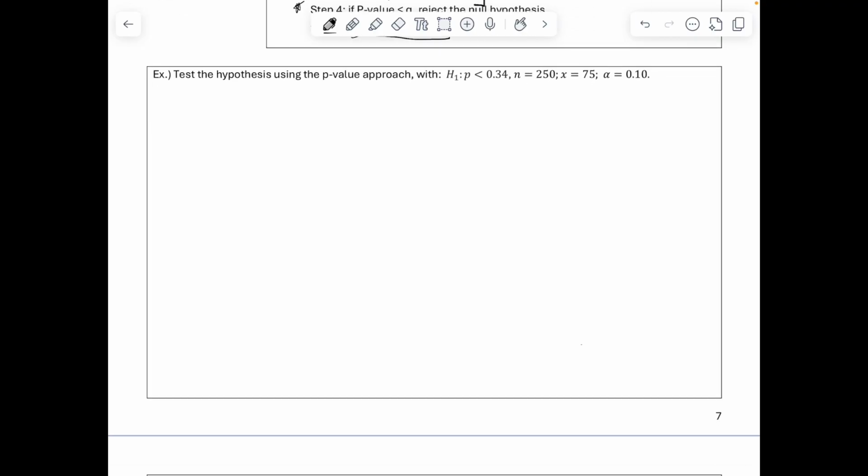The first example says test the hypothesis using the p-value approach with H1 being p is less than 0.34. They also give us that n is equal to 250, x is equal to 75, and alpha is equal to 0.10. The first thing we need to check is our requirements. The first thing we are going to assume is that this is a simple random sample.